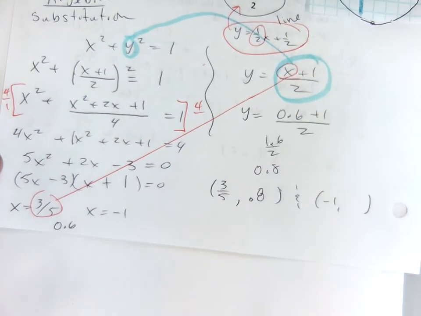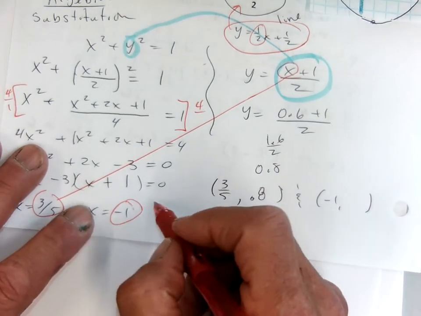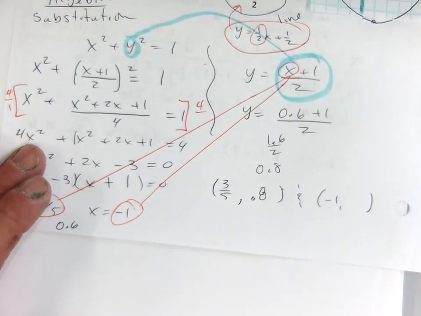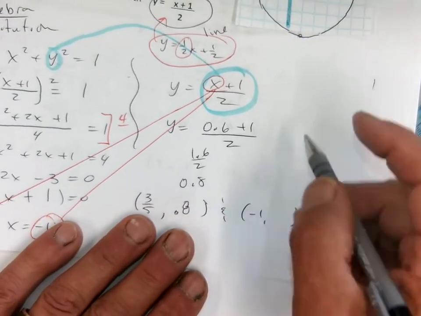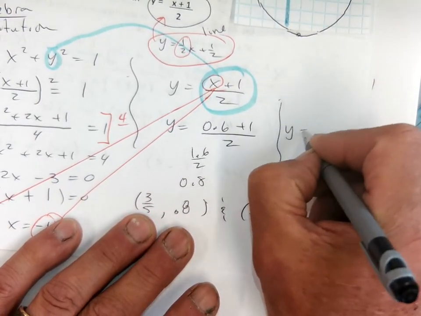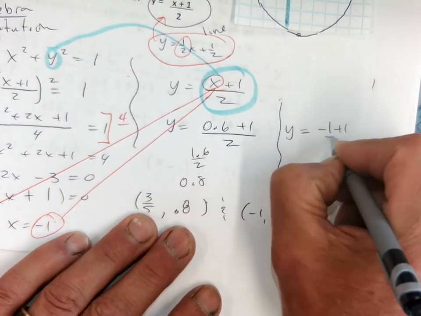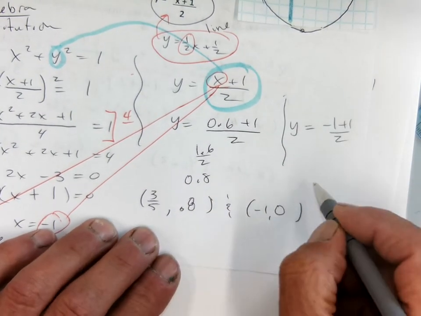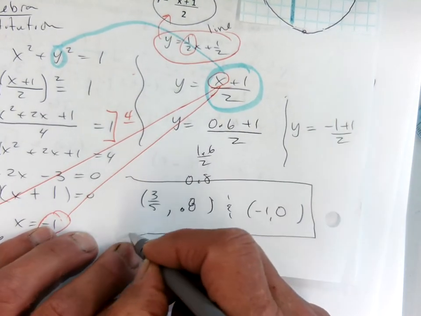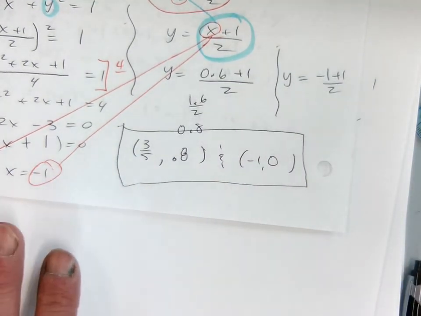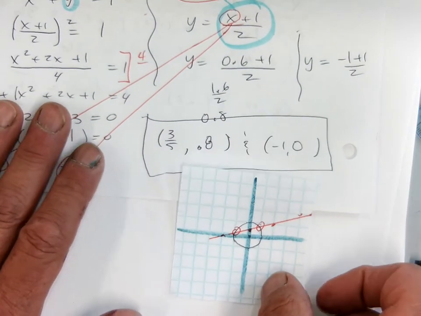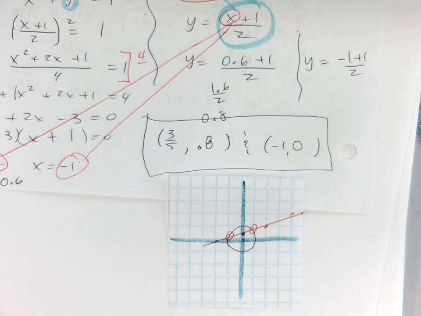If I plug the negative 1 in for x, I'll get my other value. I'll have y equals negative 1 plus 1 divided by 2, and that's 0. That's a hard problem. I like it. So there you have it. This might be a good extra credit problem, huh? Yeah. So there you have it. That's the point at 3/5, 0.8, and that's the point at negative 1, 0.